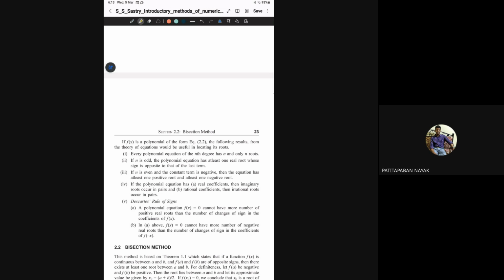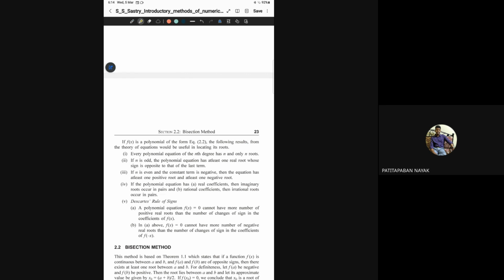Okay, Descartes. This is called Descartes' rule of signs. A polynomial equation f(x) equal to 0 cannot have more positive real roots than the number of changes of sign in the coefficients of f(x). Whatever sign it has, a polynomial equation f(x) equal to 0 cannot have more positive real roots than the number of changes of sign in the coefficients of f(x).